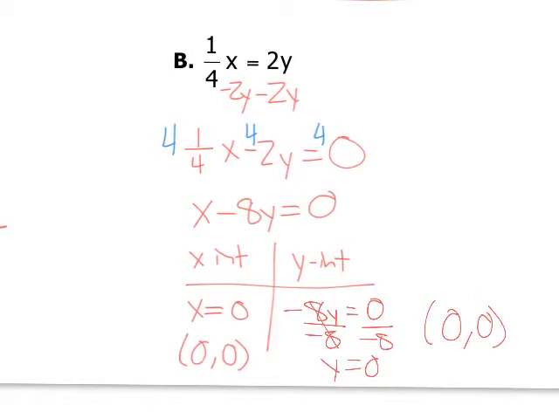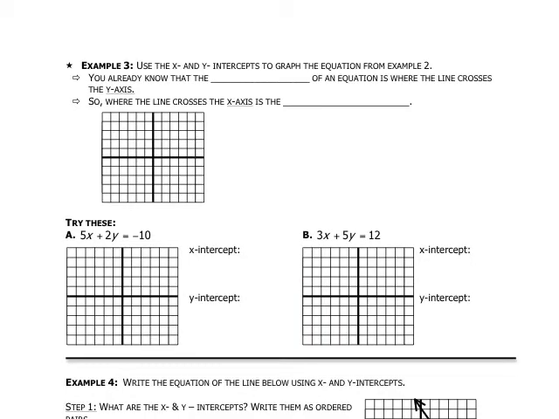Okay, any questions so far? Can I get a comfort level on finding intercepts, x and y intercepts? Good. Okay. All right, go ahead and flip to the back. Okay. So now we're going to use those same intercepts from example 2 from the front side to go ahead and graph, because graphing is super simple now.